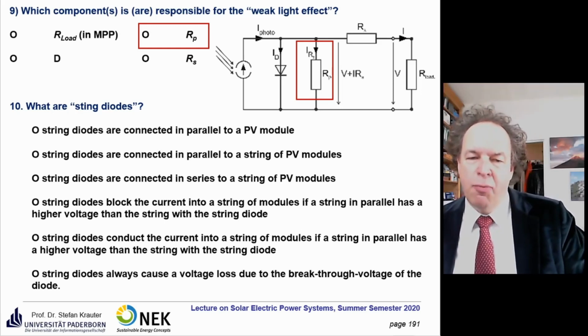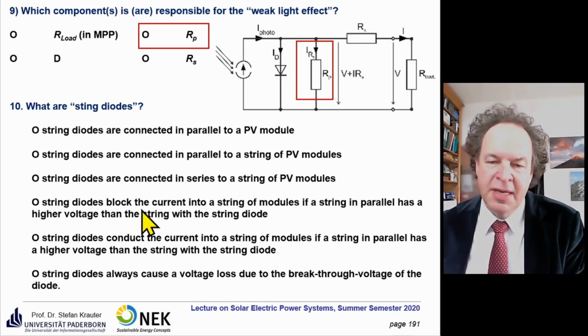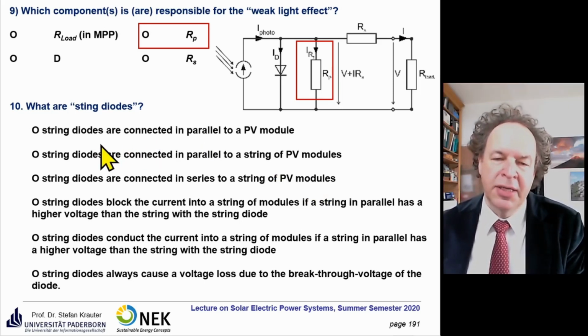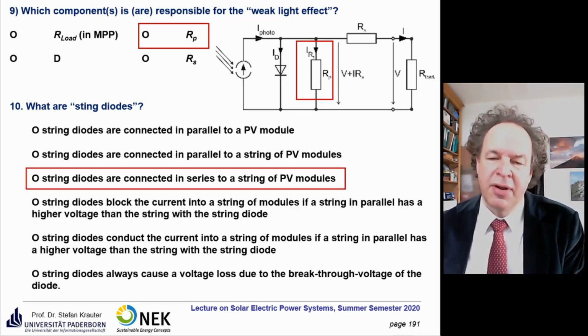Next question is, what are string diodes? Are string diodes connected in parallel to a PV module? Are string diodes connected in parallel to a string of PV modules? Or are string diodes connected in series to a string of PV modules? So what are string diodes for? They should avoid that current from parallel strings goes into the original string. In order to avoid it, it's like a valve, so that they let current go out but not go in. They have to be connected in series to a string of PV modules.